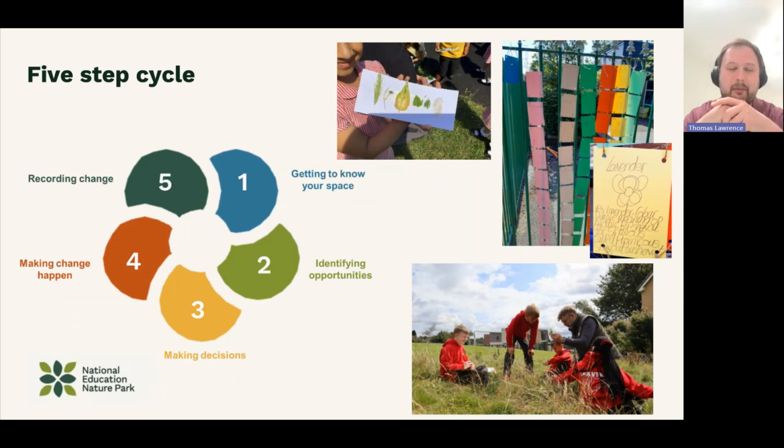So where does the Habitat Mapper fall into the 5-step cycle? Hopefully, many of you will have already seen this. This is the Nature Park 5-step cycle: getting to know your space, identifying opportunities, making decisions, making change happen, and recording change. As you can see from those images, and as I'll stress throughout the webinar, we want students to be involved in all of these aspects.